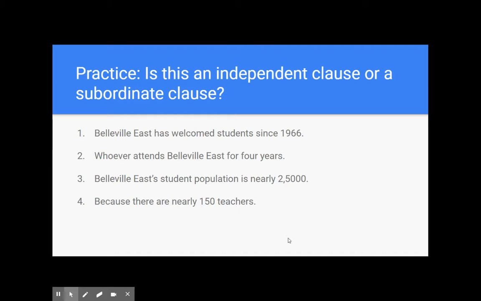Number 3, Belleville East student population is nearly 2,500. Ooh, I have an extra 0 there, sorry. 2,500. We have our verb, we have our subject, it completes a thought, check, check, check, independent. Okay, notice this 4th one, it starts with because. That's going to be one of our AWUBIS words, one of our subordinating conjunctions. So we know that's going to create a subordinate clause, so we know it needs to be attached to an independent clause. Because there are nearly 150 teachers, right, that does not complete a thought. You would need a comma, and then you would need to add on an independent clause. So hopefully you got those right.